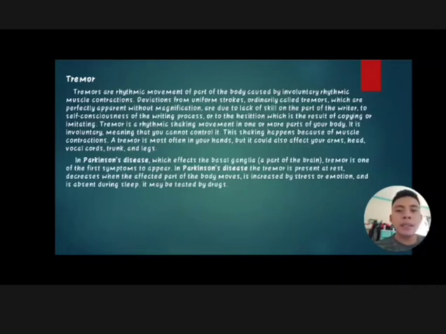In fact, in Parkinson's disease, which affects the basal ganglia, a part of the brain, tremor is one of the first symptoms to appear.